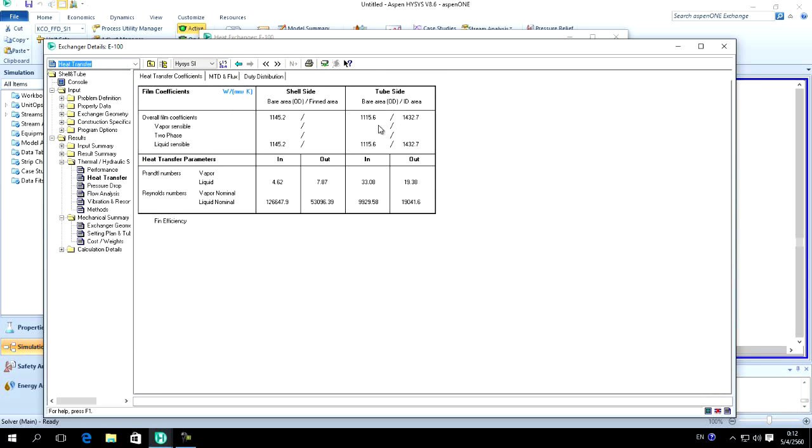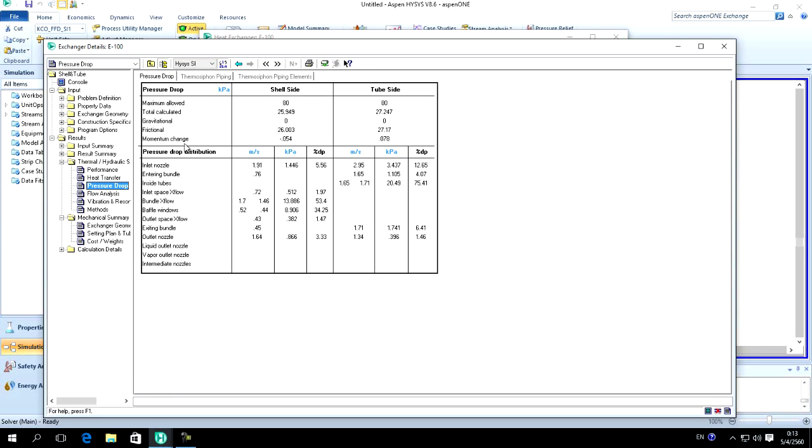Okay, so this tells that the HO is equal to 1145 and HI is equal to 1115 based on the outer diameter, and there is no phase change. That's the Prandtl number and Reynolds number. Let's see the pressure drop. The pressure drop in the shell side is less than 80, that is the controlling pressure drop, and 27 in the tube side.